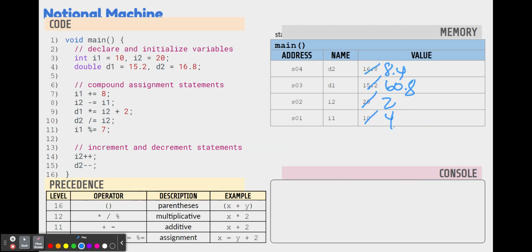Moving on to lines 14 and 15, we have our increment and decrement statements. Line 14 says I2 plus plus. The plus plus just means add 1 to that variable.